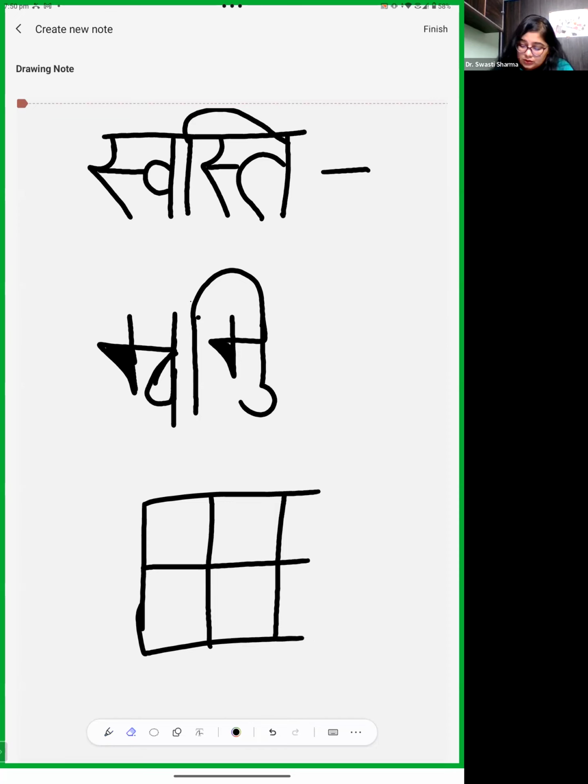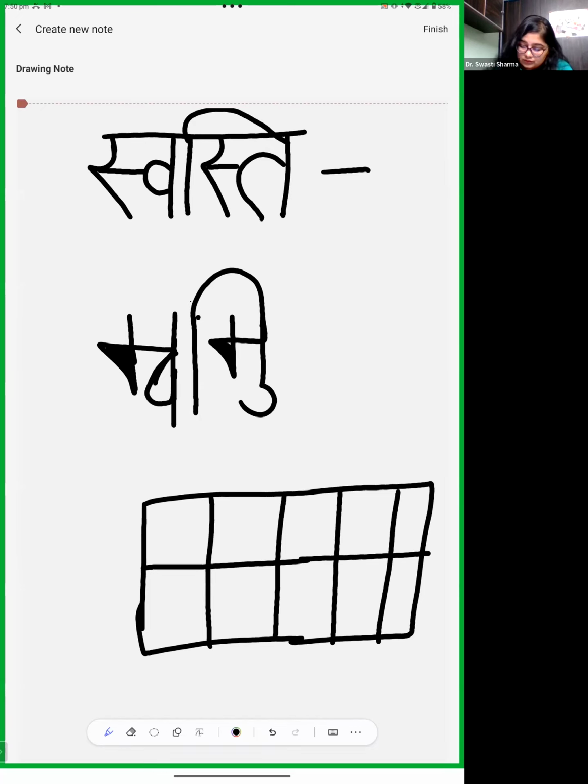Okay, so it is like this. Okay, we are having blocks. So if we are writing the sa, only letter sa, we are making like this. This is sa. We will make like this. But if we are making swa, then what we will do, we are making the sa smaller one. Then it will be like this. This is swa.